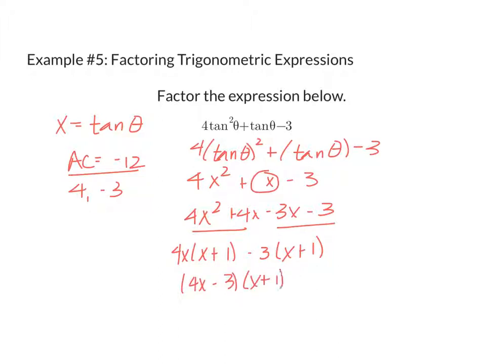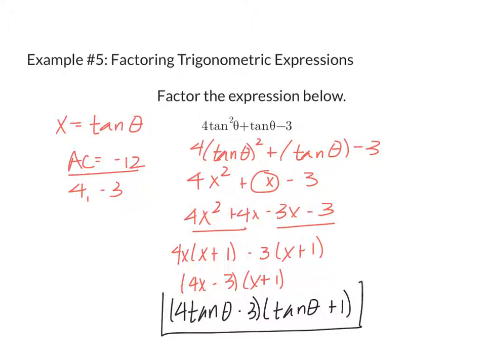Since I can't simplify those factors any further, I switch it back out for tangent theta, which would give me 4 tangent theta minus 3 times tangent theta plus 1. And that is our answer. Let's look at our next example.